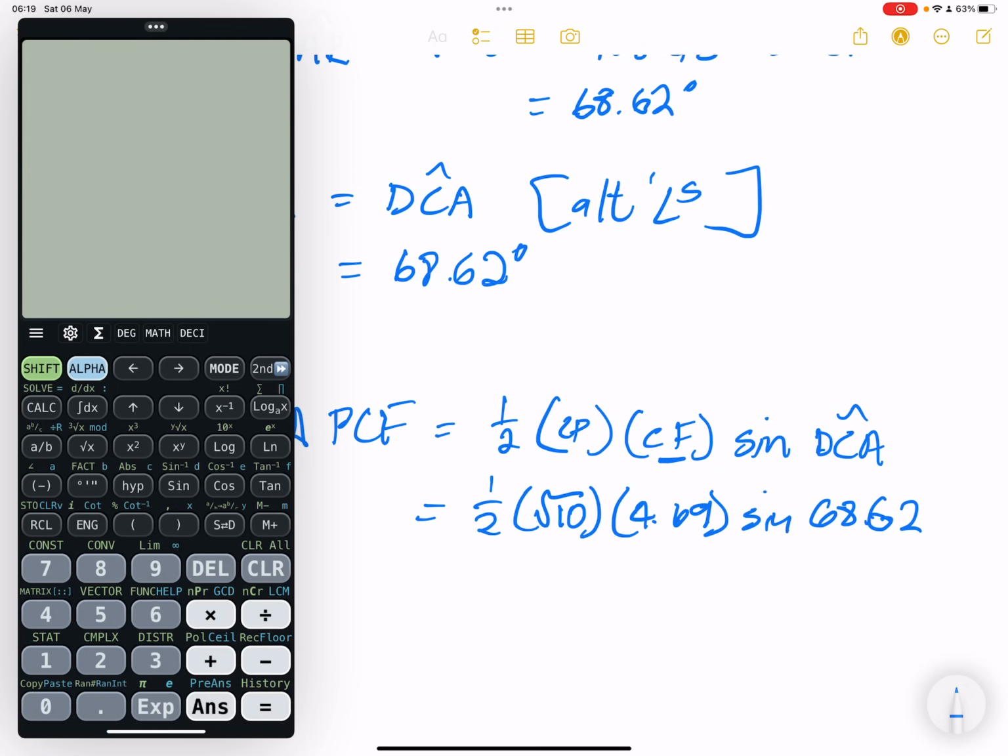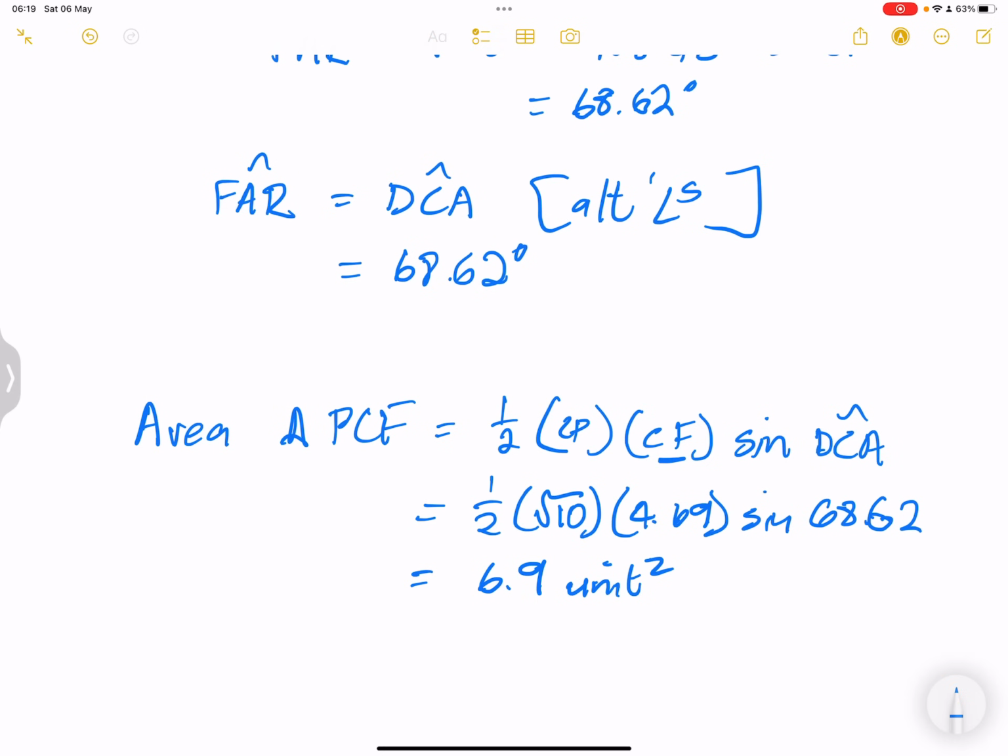And in this case, you've got 0.5 multiplied by the root of 10. Okay, multiply that. We need to make sure that we represent that correctly. 4.69, the sine of 68.62. All right, and I get a value of 6.9. Remember, this is going to be units squared, right? So that's the area of PCF.